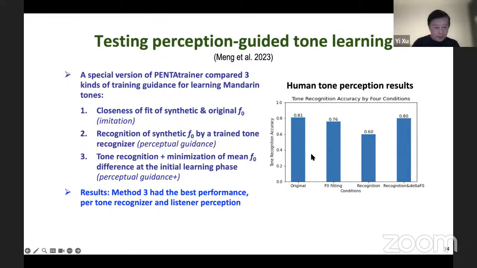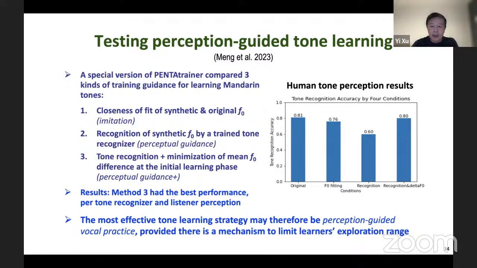So what this means is that the most effective tone learning strategy may therefore be perception-guided vocal practice, provided there is a mechanism to limit the learner's exploration range, which could be just a technical issue.